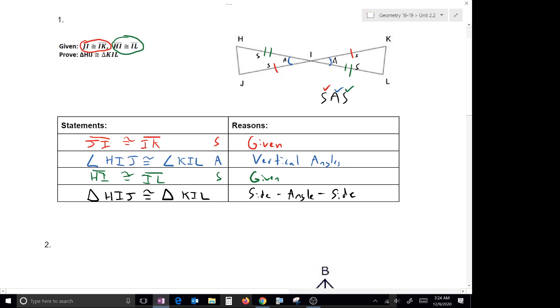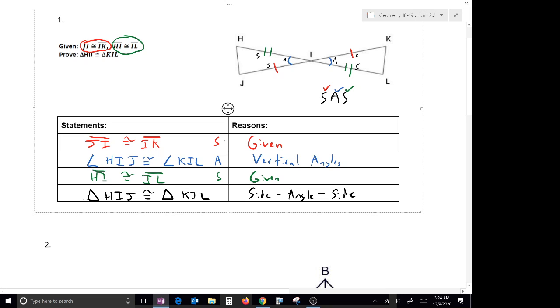First of all, I want you to notice this statement and this statement, they look awfully similar, but you have to notice that the bottom statement is talking about the entire triangles being congruent. This blue statement here is referring only to those vertical angles. That's why we use the angle symbol instead of the triangle symbol. So just want to clarify that.